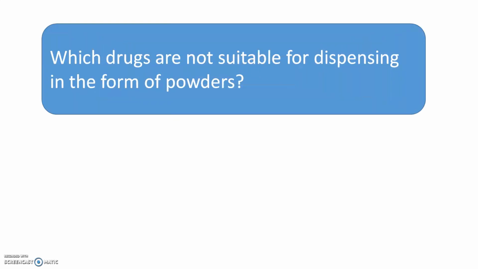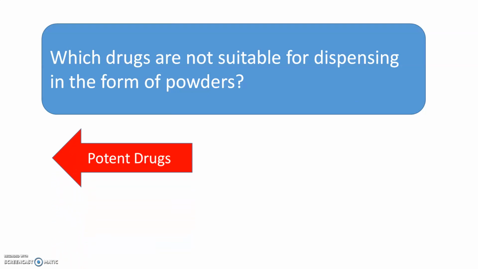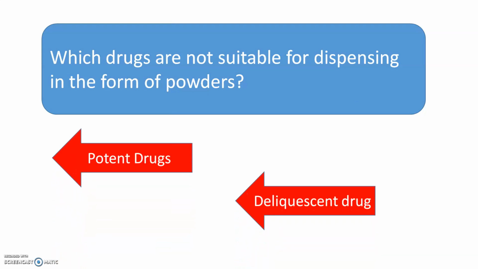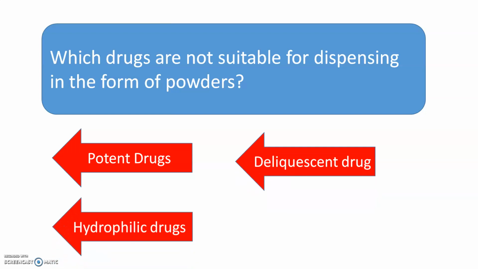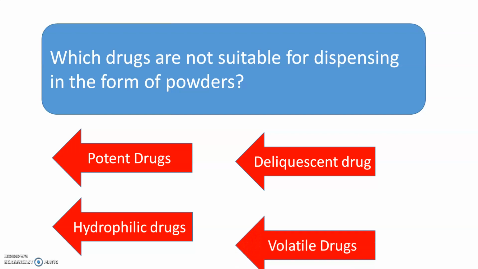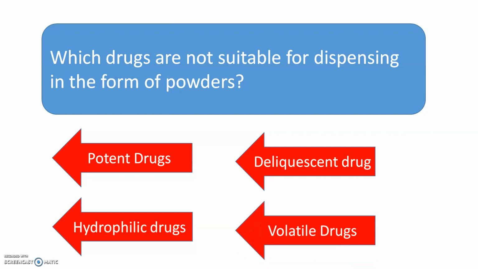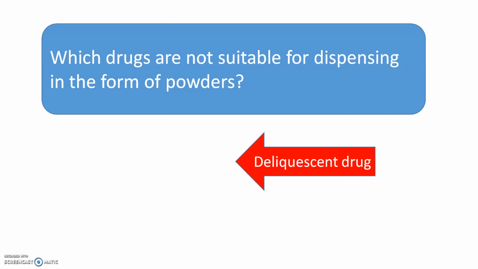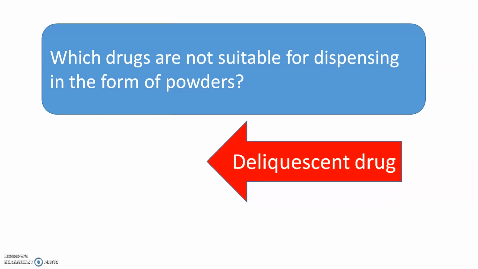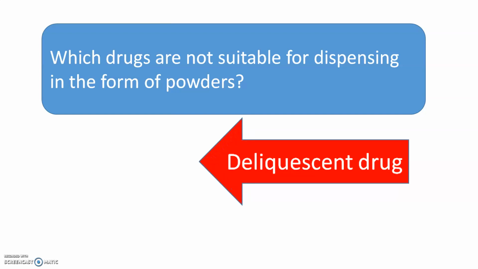Which drugs are not suitable for dispensing in the form of powders? The options are potent drugs, deliquescent drugs, hydrophilic drugs, or volatile drugs. And the correct answer is deliquescent drugs. They are not suitable for dispensing in the form of powders because they form a liquid when they are mixed at room temperature.